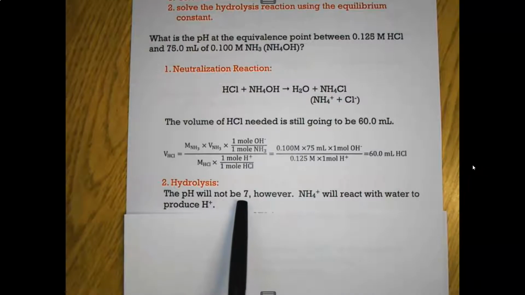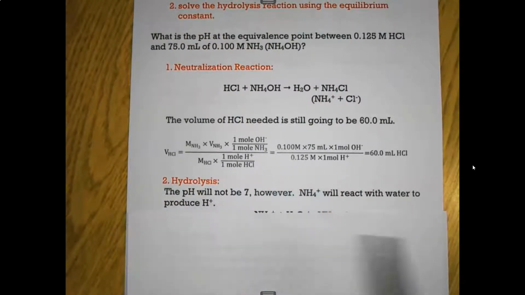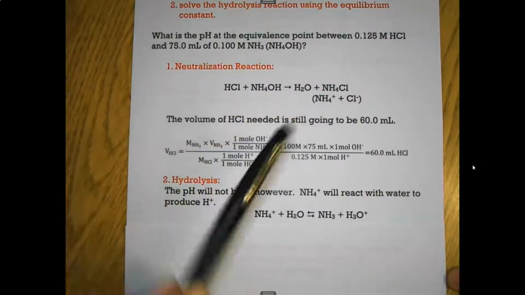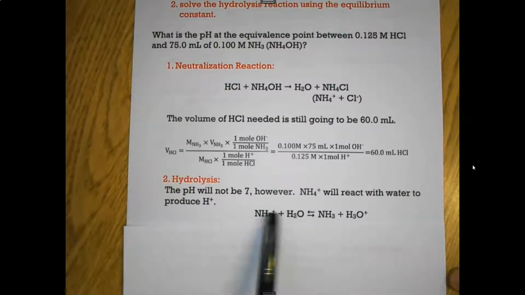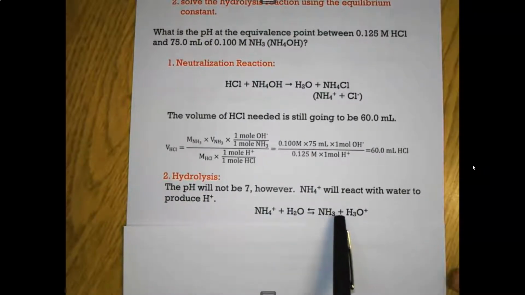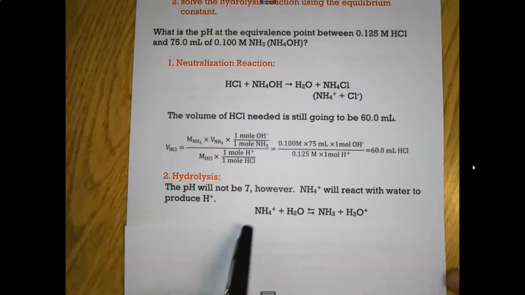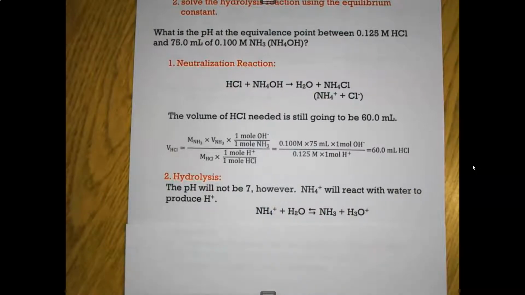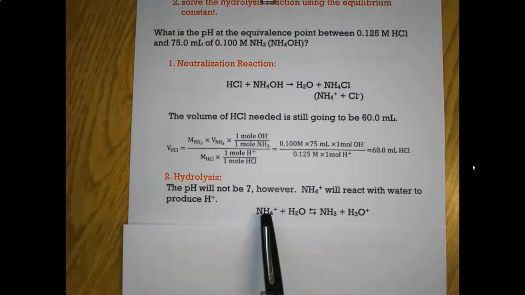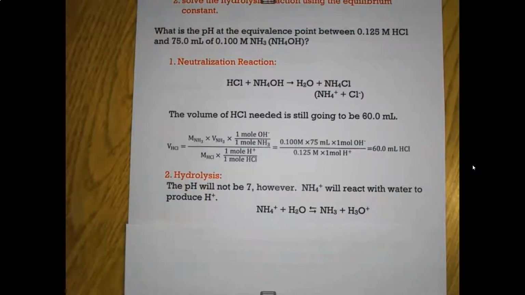The pH isn't going to be 7 because the conjugate acid of the weak base is going to react with water to produce H plus ions. This is the hydrolysis reaction that's going to take place. The NH4 plus ions are going to react with water and produce some of that weak base back, because with a weak substance, it doesn't completely ionize. So the reverse reaction is going to take place, and I'm going to get a lot of NH3 out of the mix because of the hydrolysis.